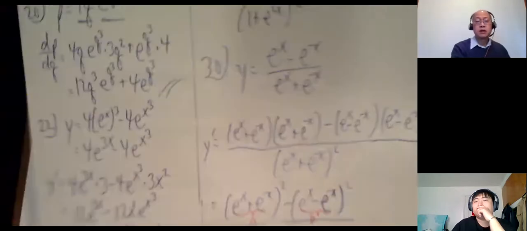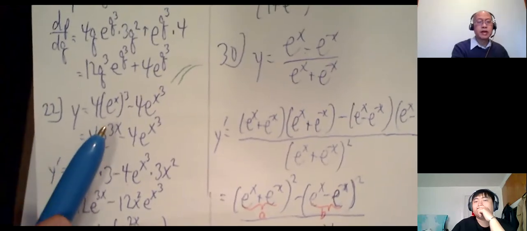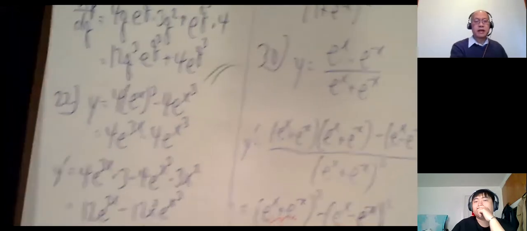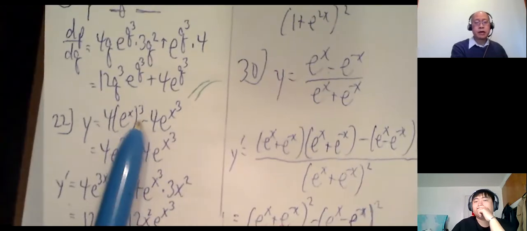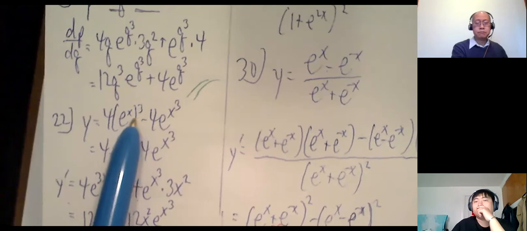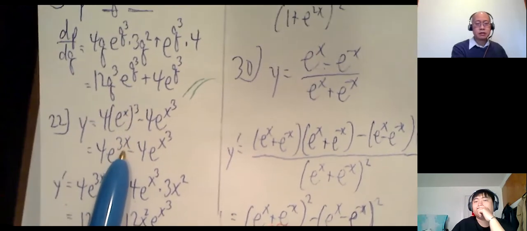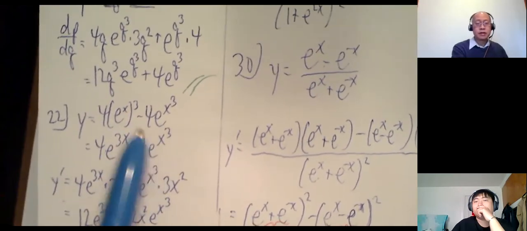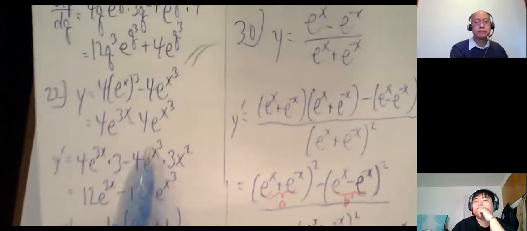All right, so last time I think I got up to problem 20, so 22. Find the derivative of y equals 4 e to the 3x minus 4 e to the x cubed, like that. And a quick reminder, what's the difference between this and this? Here you multiply the 3. So x times 3 is 3x. So don't confuse it with this. They're not the same. This is e to the x cubed.